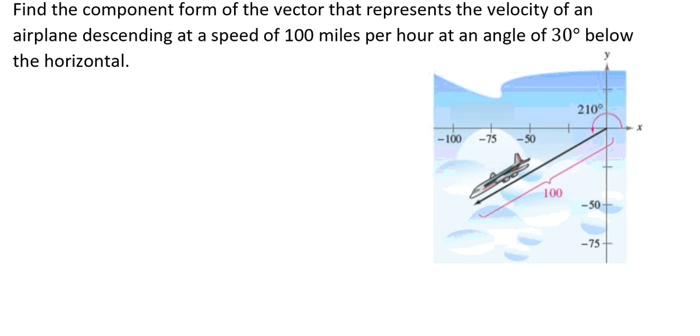So in this video, we're going to be finding the component form of a vector. The example that we have here says find the component form of a vector that represents the velocity of an airplane descending at a speed of 100 miles per hour at an angle of 30 degrees below the horizontal.